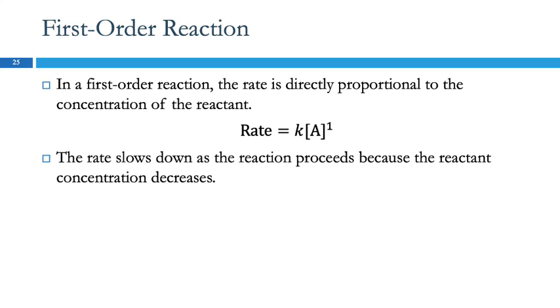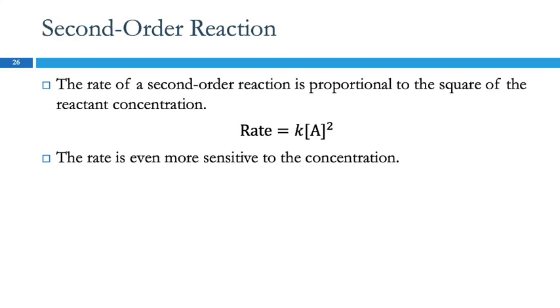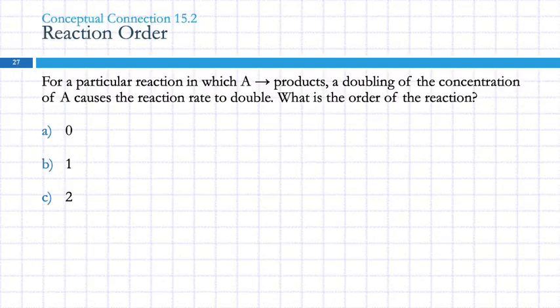So first order reaction, the rate's directly proportional to the concentration of the reactant. So as time goes on, the rate will slow down because the reactant concentration is decreasing. Second order is proportional to the square. And so here the rate is even more sensitive to the concentration because it's related to the square of the concentration. Okay, so let's see how we're understanding things.